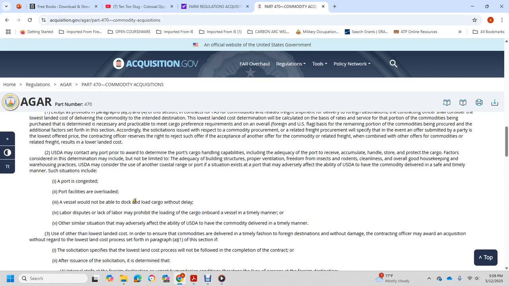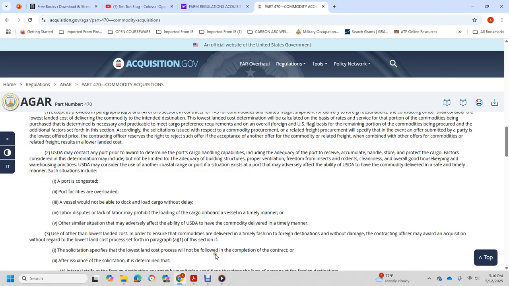Such situations include a congested port, port facilities overloaded, vessels not being docked or loaded with cargo without delay, a labor dispute or lack of labor prohibiting loading of the cargo on board a vessel in a timely manner, and other similar situations that may adversely affect USDA having the commodity delivered in a timely manner. Using other than lowest landed cost in order to ensure the commodity is delivered in a timely fashion to a foreign destination without damage, the contracting officer may award acquisition without regard to lowest cost for the process set forth in paragraph A1 of this section.